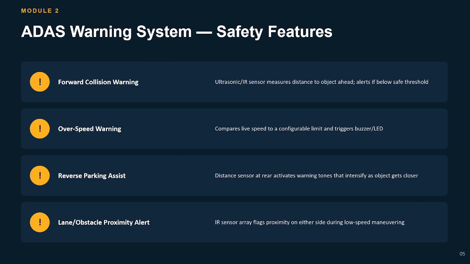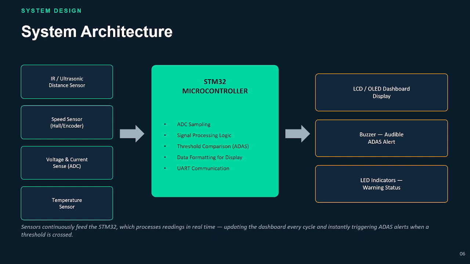The second part is the ADAS warning module. This is the safety side, and there are four features here: forward collision warning, which checks if there is something too close ahead of the vehicle, over speed warning, reverse parking assistant, and an obstacle proximity alert for low speed. Each of these basically compares a sensor reading to a safe threshold, and if it is crossed, it triggers a buzzer or an LED. That is what the warning system does.